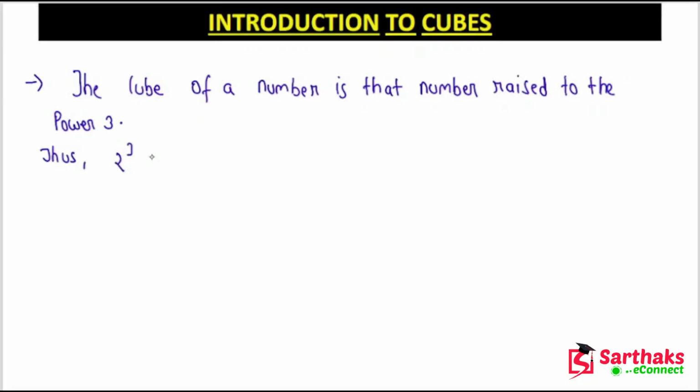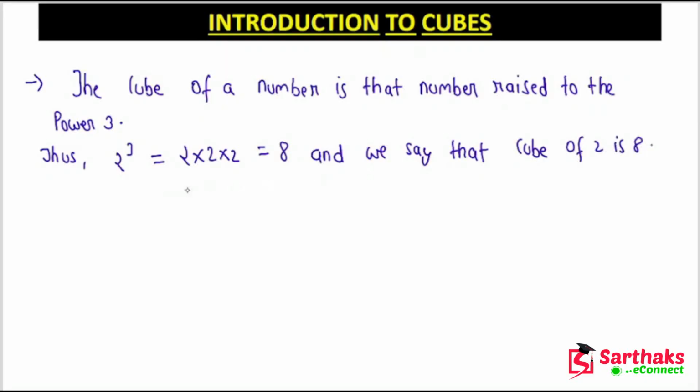2 cube would be what? 2 into 2 into 2, which is nothing but 8. Similarly, we can say that 3 cube is equals to what? 3 into 3 into 3, that is 27. Okay, so 2 cube is equals to 8, and how do we read that? We say that cube of 2, cube means power 3, square means power 2. So we say that cube of 2 is 8, right?